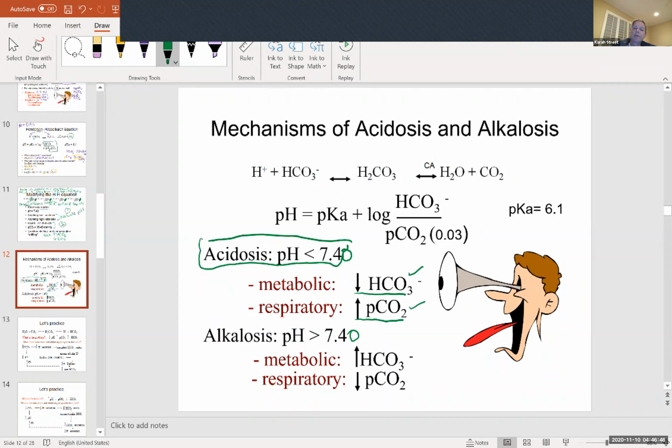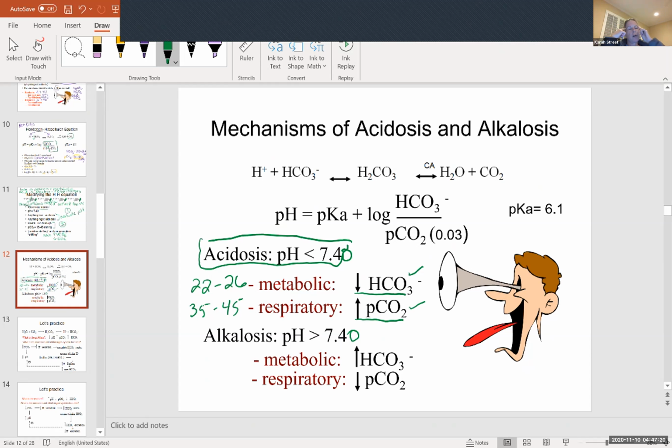And that means you have to know your norms. So bicarbonate, remember, is 22 to 26 millimolar. And CO2 is 45 millimeters of mercury. You have to know those normal ranges, because when your patient's chart comes back, they're going to give you numbers. It'll be your job to look at pH, look at bicarbonate, look at CO2.